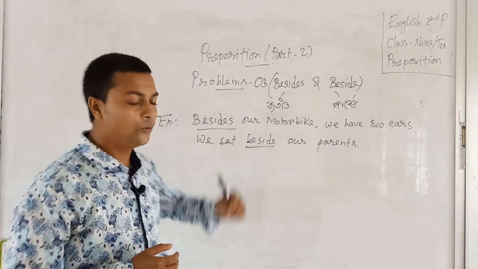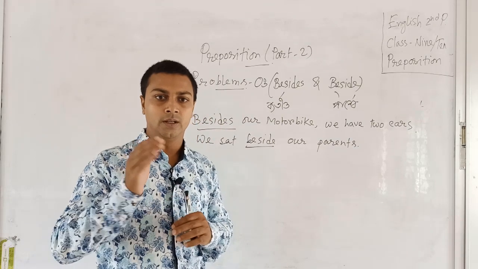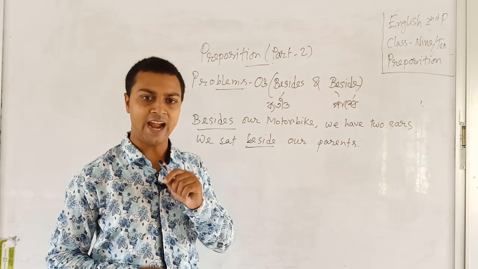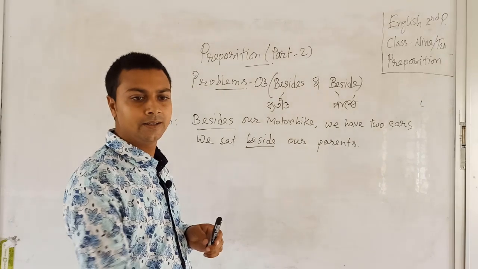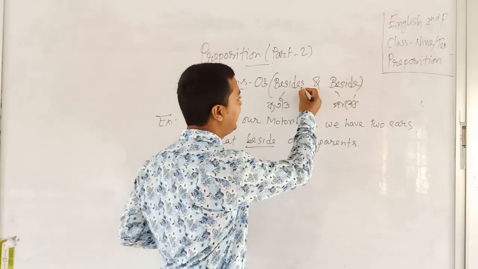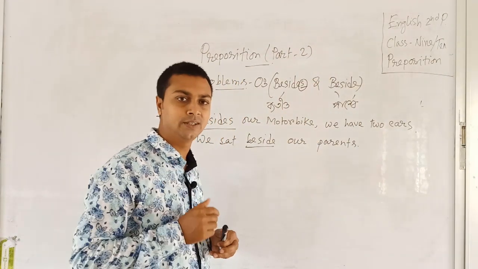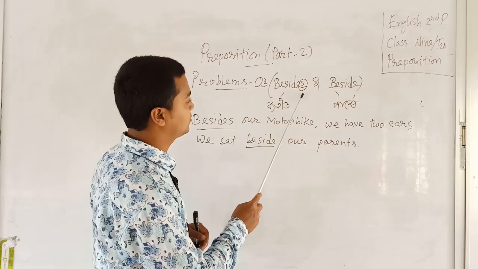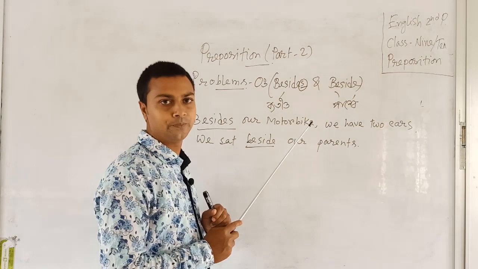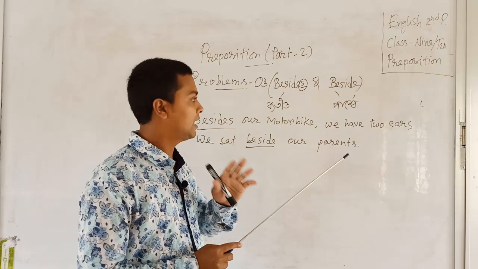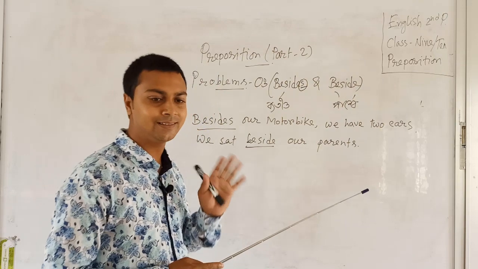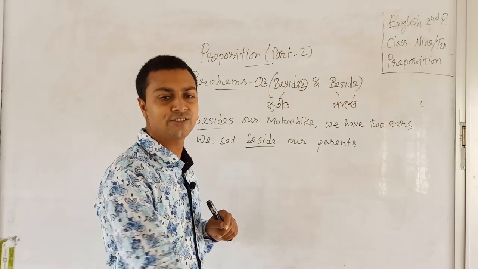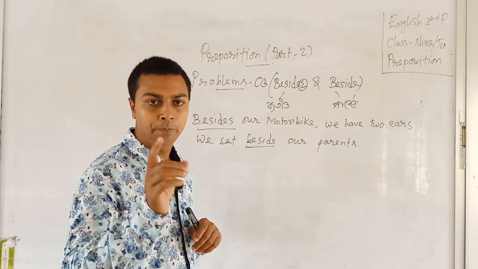Okay, dear students, now we are in problem number 3. Attention please, here I write besides and beside. It's so confusing, so we should have a clear concept about besides and beside. Besides, when we add s, its meaning is 'betito' in Bangla, and when we don't use s, it may carry the meaning in Bangla that is 'parshe'. Besides, 'betito', and beside, 'parshe'.